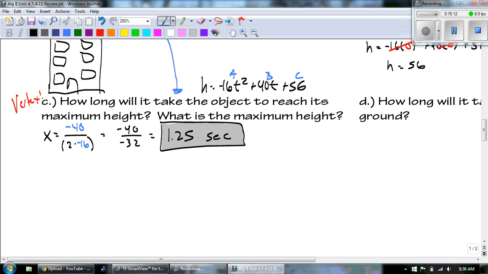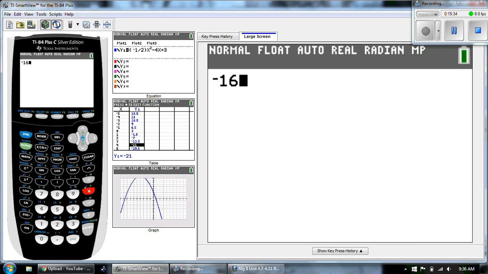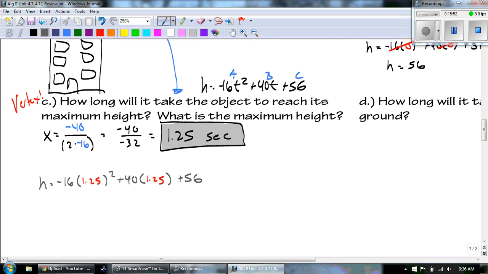Now we want to find out, well, what was the height? So if we're finding the height, that means I have to go back and plug the 1.25 into the equation. So for that, I'm going to use my calculator. We have negative 16 times 1.25 squared plus 40 times 1.25 plus 56. And then we get our maximum height of 81 feet.